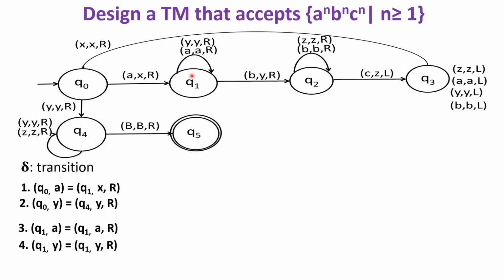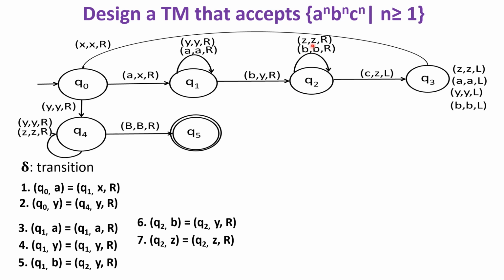Coming to Q1, Q1 is taking a self loop for A and Y. Q1 on A, self loop, keep A as it is, move towards the right. Similarly for Y. Q1 on B is going to Q2, B is replaced as Y, move towards the right. So we have totally three transitions from Q1. Coming to Q2, on B and Z it takes a self loop, move towards the right. And for C, C is replaced as Z and move towards the left. Change the state from Q2 to Q3.